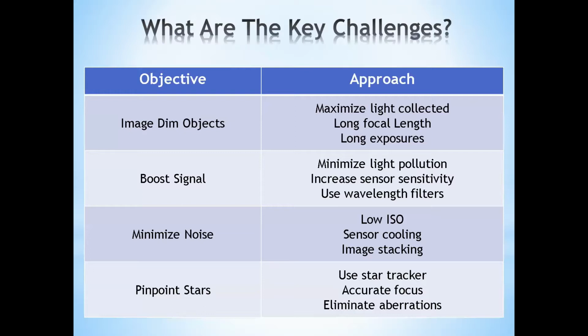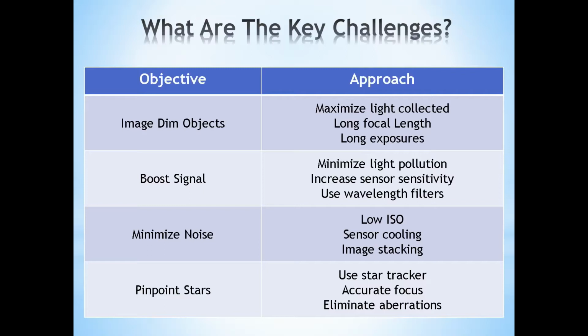So what are the key challenges in DSO photography? You're imaging dim objects, so you need to maximize the light collected, use a long focal length to magnify the image, and long exposures. You want to boost the signal, so you have to minimize light pollution, get a sensor with high sensitivity, and use wavelength filters so that you cut out everything else that's not important to you, and only those wavelengths that the object is emitting.